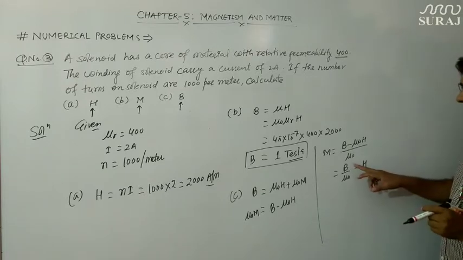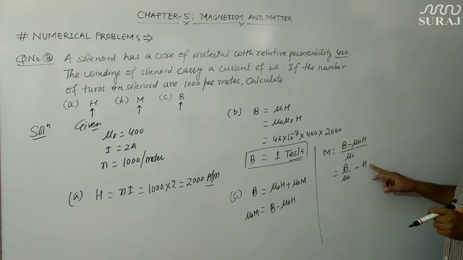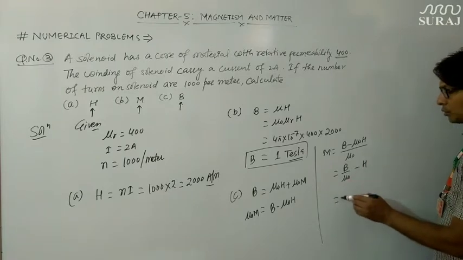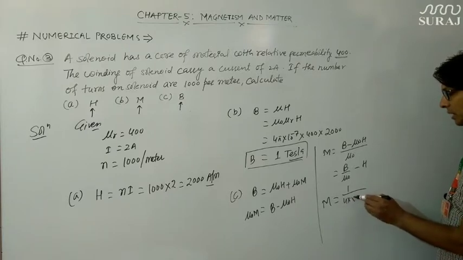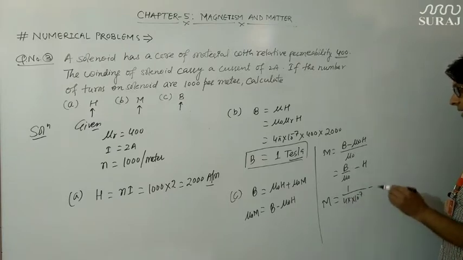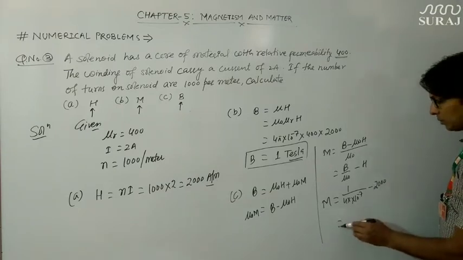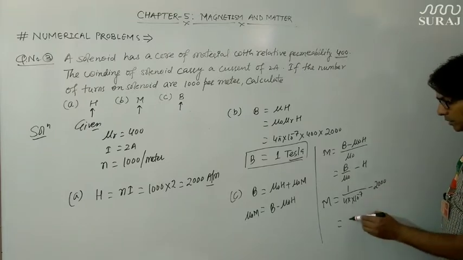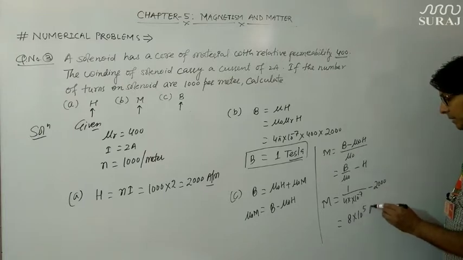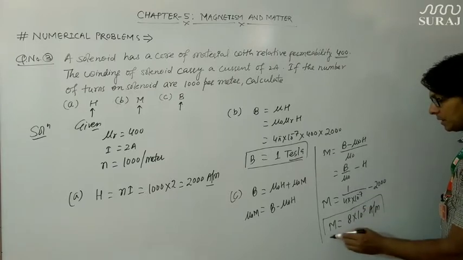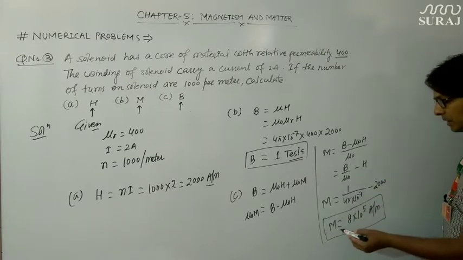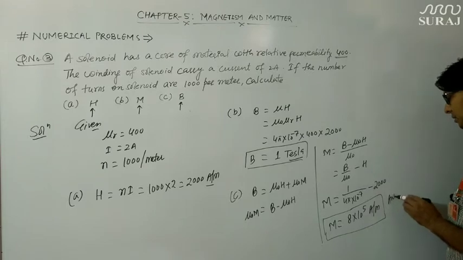We have calculated the value of B, we have also calculated the value of H, and mu 0 we know. So M is equal to B, that is 1, divided by mu 0, 4 pi into 10 to the power minus 7, minus H, which we have calculated as 2000. When we solve this value, it comes out to be 8 into 10 raised to the power 5 ampere per meter. So this is the value of intensity of magnetization or simply magnetization. This is the third answer.